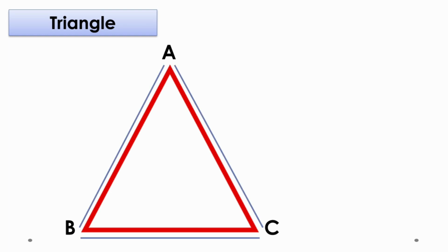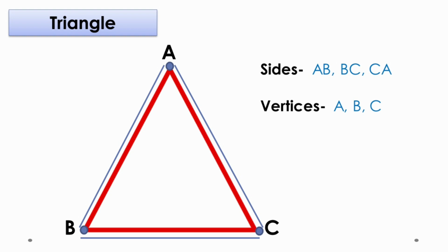This figure, which is a triangle, has three sides: AB, BC and CA. It also has three vertices: A, B and C. If we observe closely, it also has three angles. Can you identify those? These angles are angle ABC, angle BCA and angle CAB.